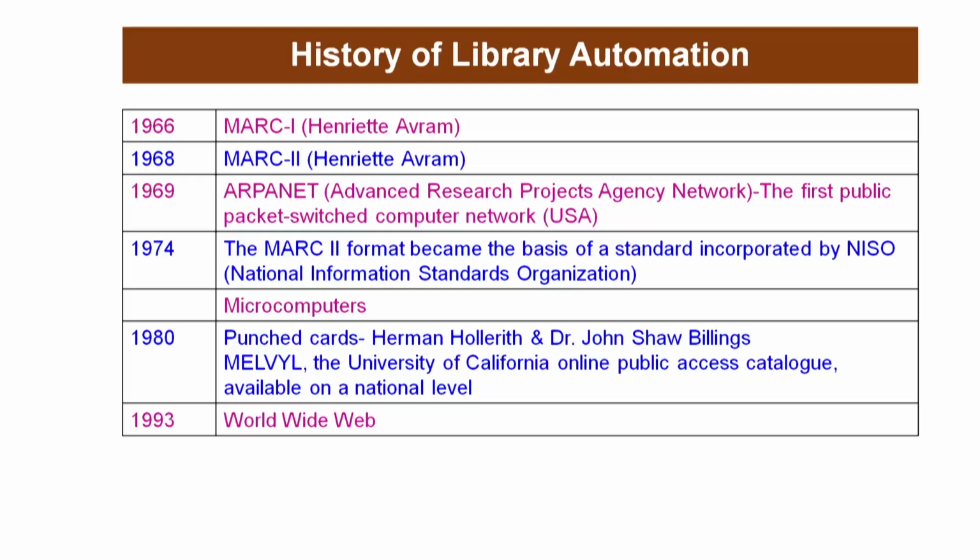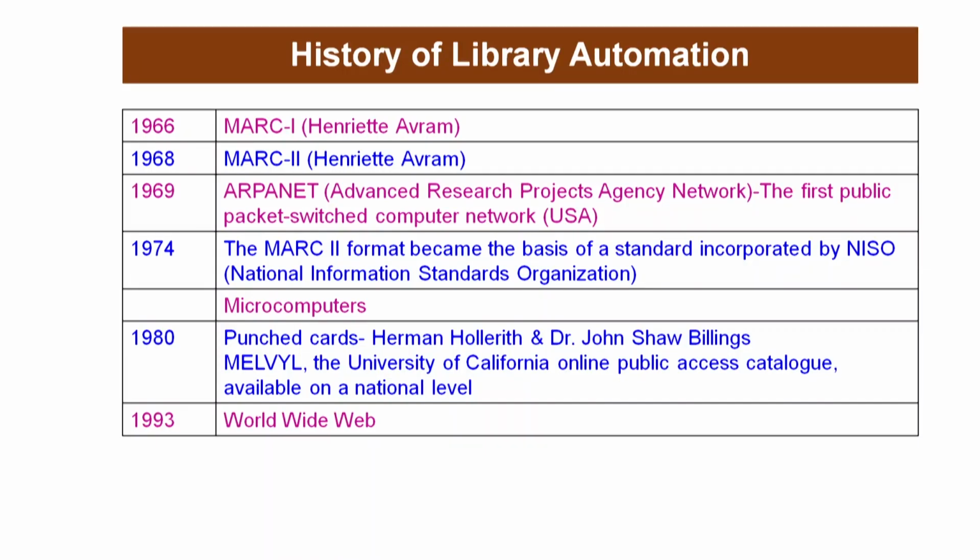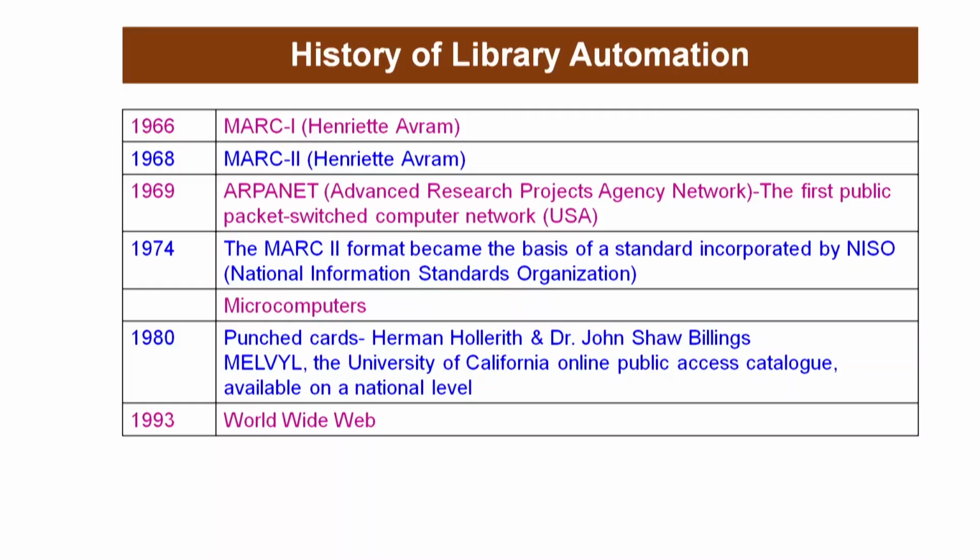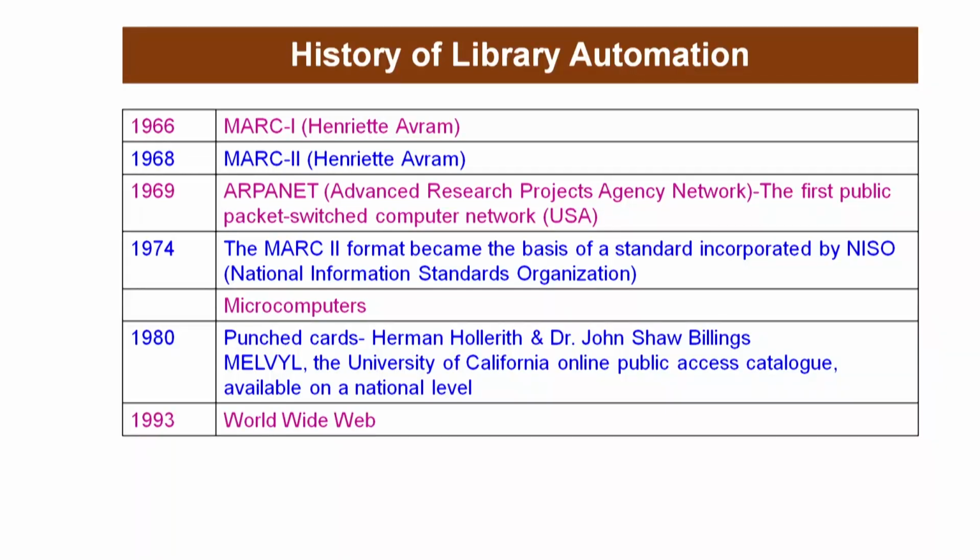Further, 1966, the machine readable catalog, and this had two parts, Mark I and Mark II. Again 1969, ARPANET. 1974, the Mark II, which became the basis for metadata standard or bibliographical standard. And then the arrival of microcomputers and the availability of punched card at the national and international levels during the 1980s. And during 1993, World Wide Web.